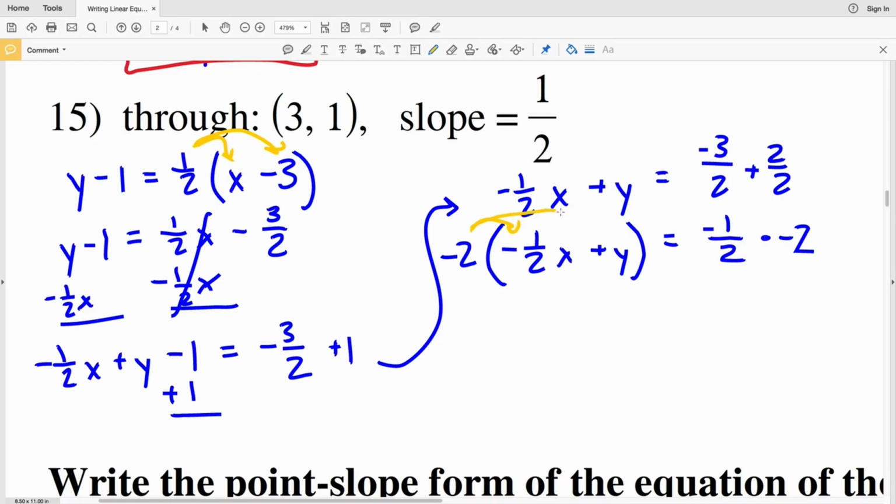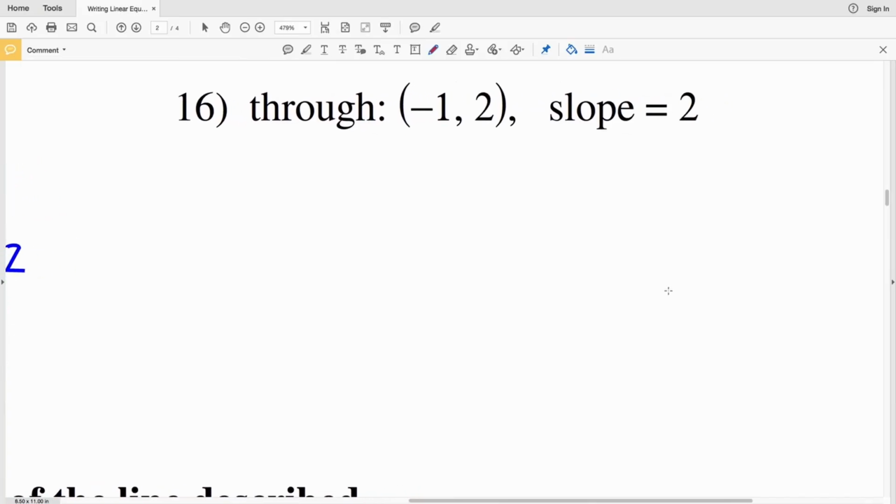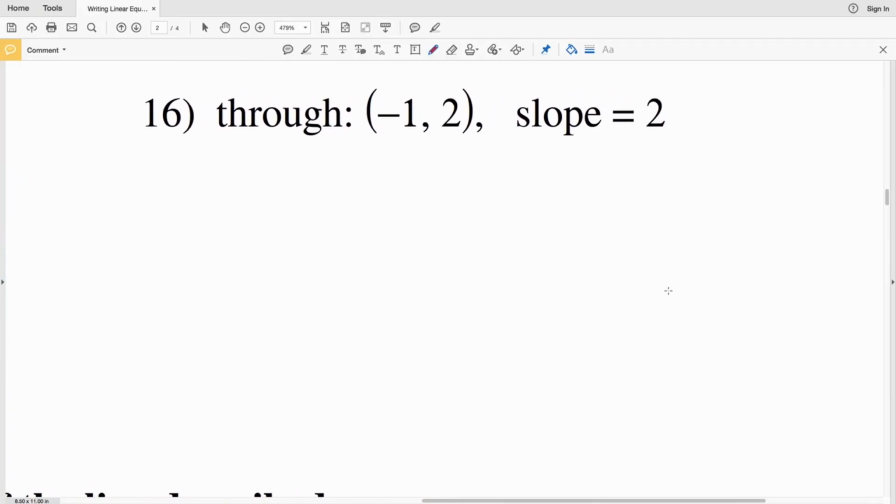So distributing the negative 2, negative 2 times negative 1/2 is a positive 1, so that's going to be x plus negative 2 times y, which is negative 2y, and that's going to be equal to negative 1/2 times negative 2, which is positive 1. x minus 2y equals 1 is the equation through the point (3, 1) with the slope of 1/2 in standard form. And finally, our last problem in this section, number 16.